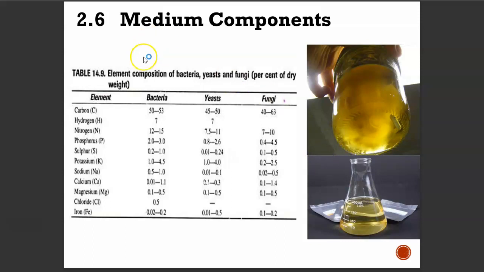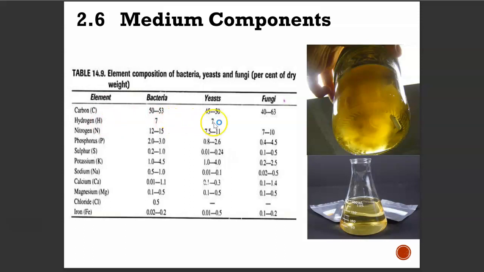The element composition of bacteria, yeast, and fungi as percent of dry weight. If you took bacteria, yeast, and fungi respectively, and we study the elements that they have within them, this is the distribution. We have carbon: bacteria contains 50 to 53% carbon, yeast about 45 to 50%, and fungi varies about 40 to 63%.